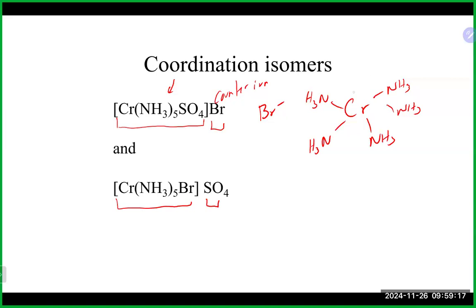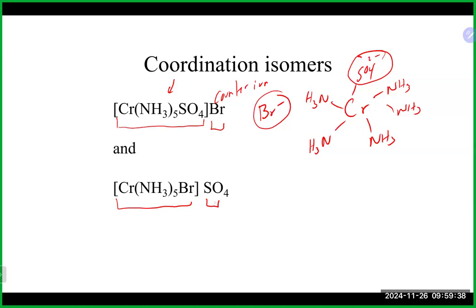It's 5. And here we also have our sulfate attached as well. So in this first one, sulfate is part of the complex ion. The bromide, again, is the counter ion. On this one, it has the exact same formula. We've got our 5 NH3s, our 1 Br, and our 1 sulfate.